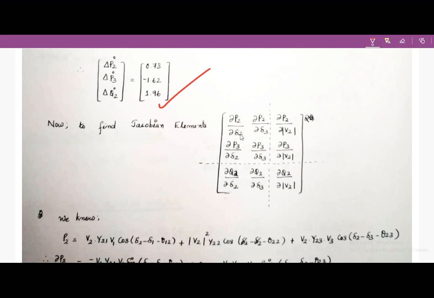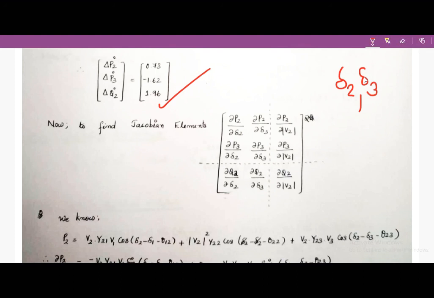Now how many deltas? Delta means the unknown values, isn't it? How many unknown deltas do we have? Or for which buses do we need to calculate the angle of voltage? For the second bus you need to calculate, and for the third bus also you need to calculate delta. So which are the unknown values of delta? Delta 2 and delta 3.